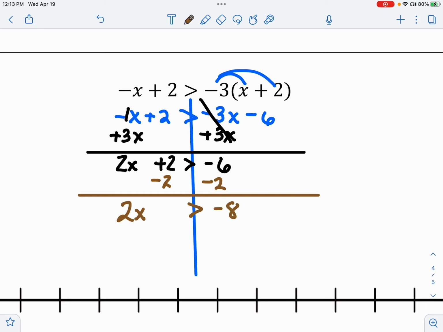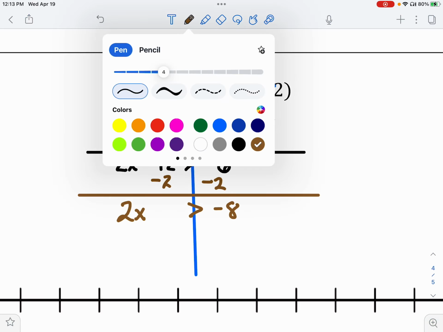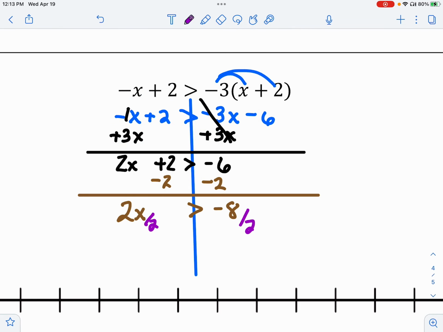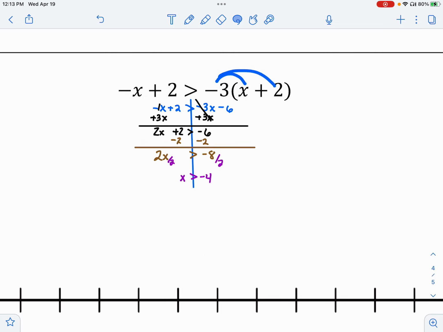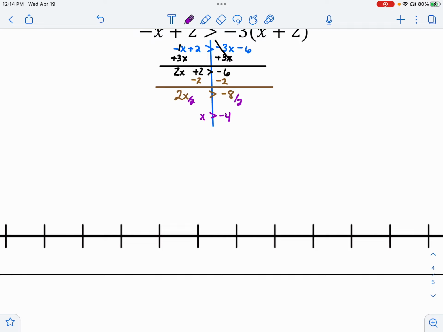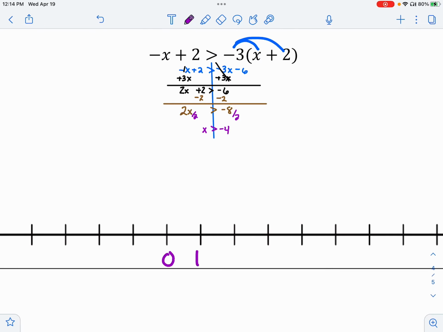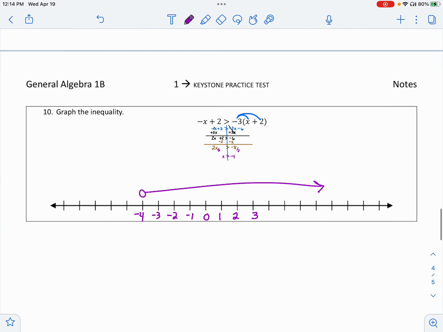We're not dividing by negative, so don't flip your sign. And then divide by 2. X is greater than -4. Again, please don't flip your sign because you're not dividing by a negative, okay? And this is just a one-liner. So let's do 0, 1, 2, 3, -1, -2, -3, -4. Open and greater. So that is the answer to that one. It's not an overlap or an or. That's just one. It's not an absolute value problem, okay?